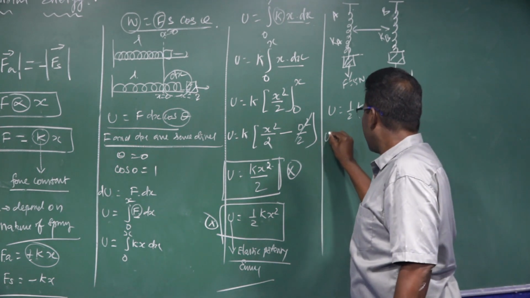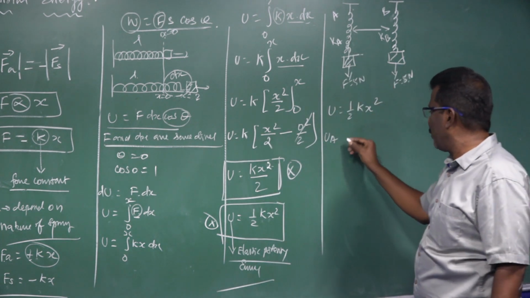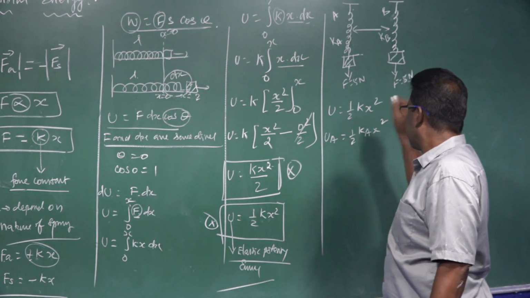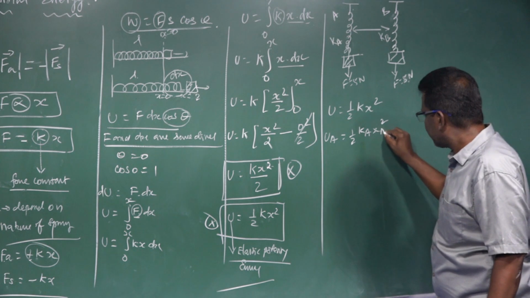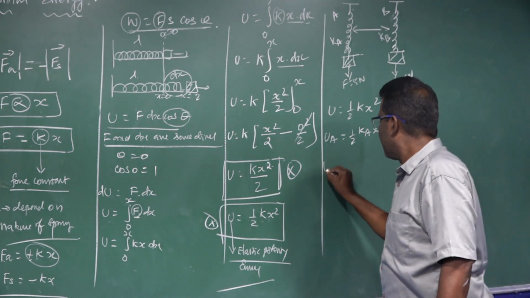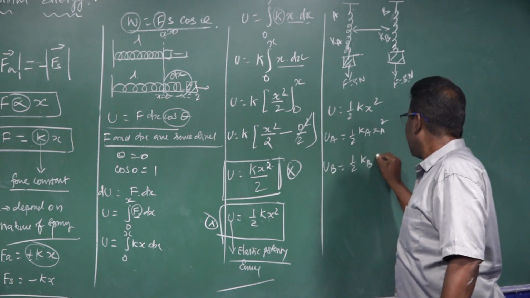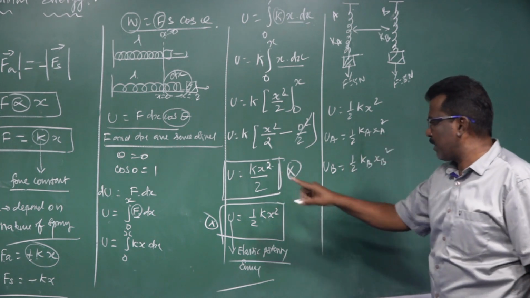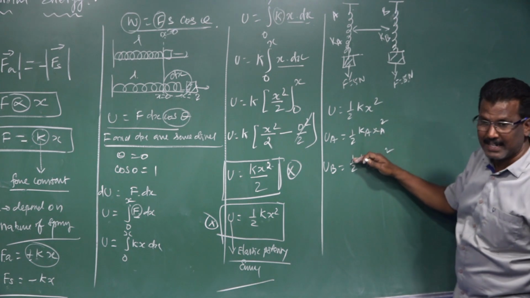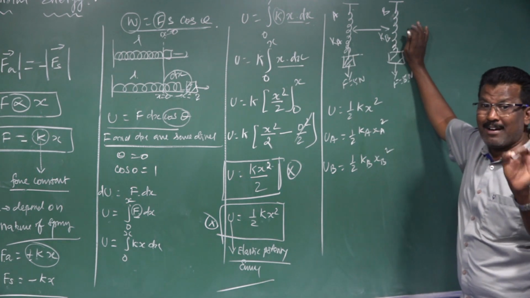So for the energy stored in your first spring, spring A, UA is equal to 1 by 2 KA XA square. UB is equal to 1 by 2 KB XB square. That's the formula. This is the energy stored in the first case, and the energy stored in the second case. Which spring will need more work to elongate or compress?